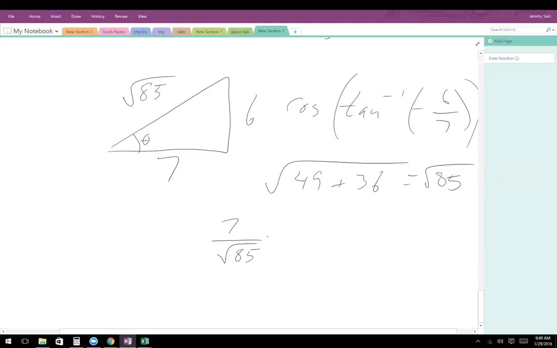The last thing we need to figure out is whether it is positive or negative. Inverse tangent of a negative is going to wind up in quadrant 4, right? Cosine in quadrant 4, is it positive or negative? It's positive, because cosine is the x-coordinate. In quadrant 4, the x-coordinate is still positive. So it is positive.